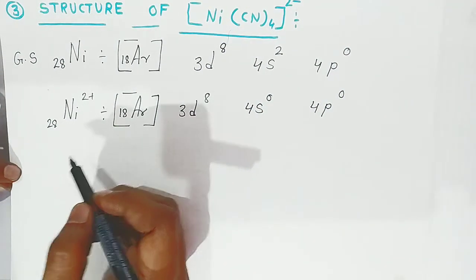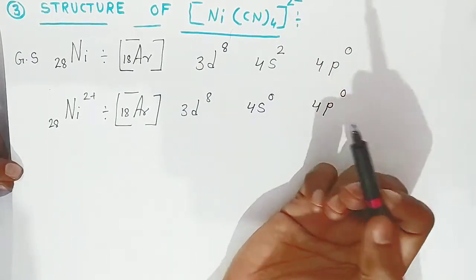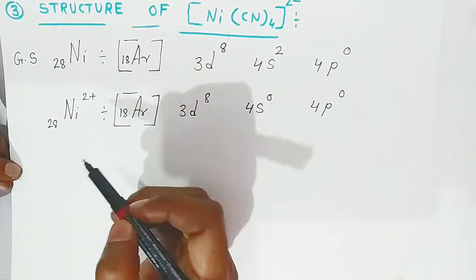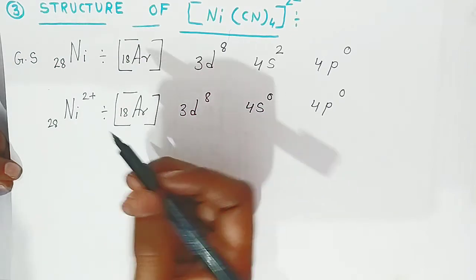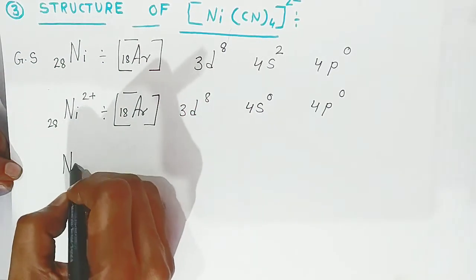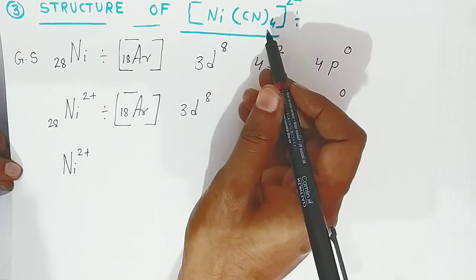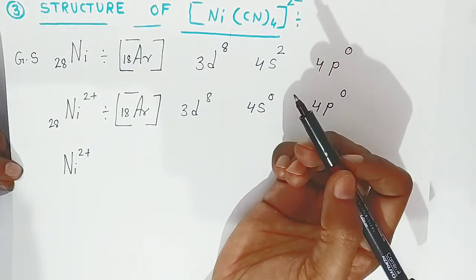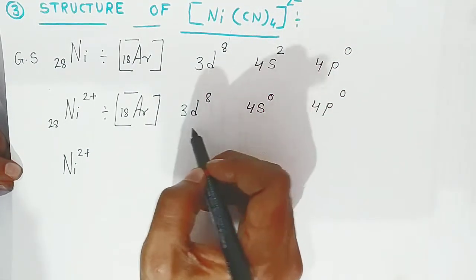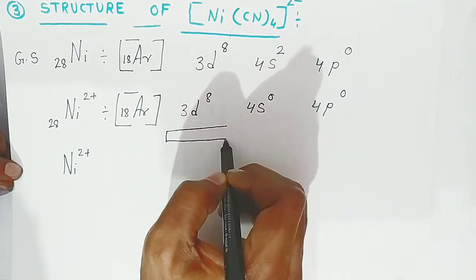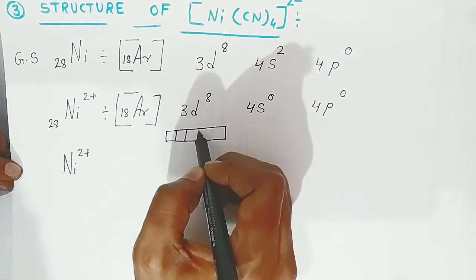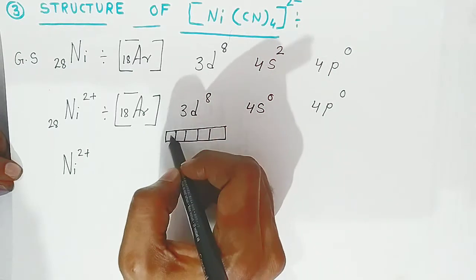Now students, what happens when the cyanide, which is a strong ligand, approaches the nickel 2 plus? It will form dsp2 hybridisation. When you write down the structure, 3d has 5 orbitals, 5 sub-orbitals in the d orbitals. Now you are going to distribute 8 electrons like this.